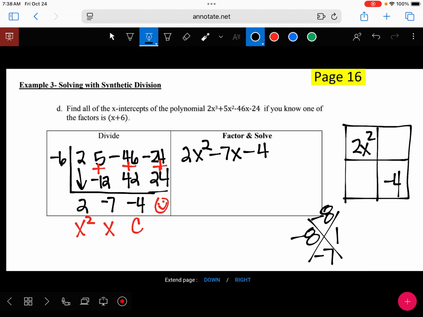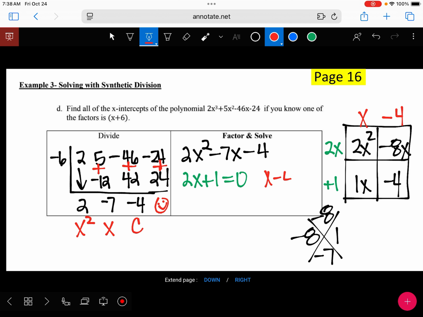Negative 8 and 1. So we got a 2x and a 1. Set that equal to 0. And I have an x and then a negative 4. Set that equal to 0. So when you solve it, you get x equals negative 1/2, x equals positive 4, and then we started off with x equals negative 6.